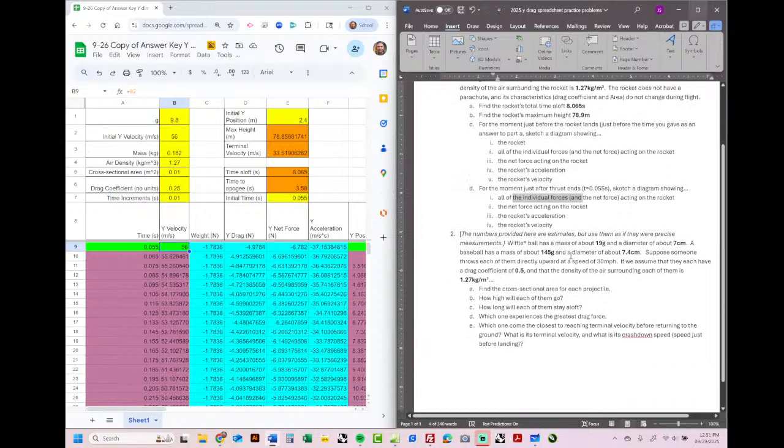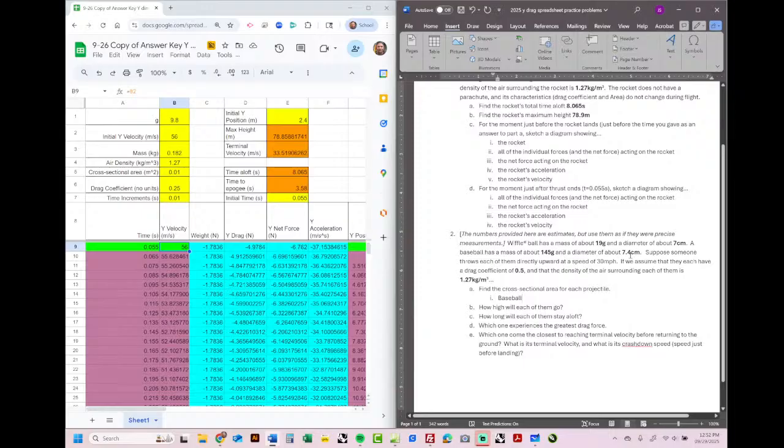Now number 2, this is about a wiffle ball and a baseball and somebody throwing them straight up. I'll do the wiffle ball first. So we're supposed to find the cross-sectional area for each projectile. How high are they going to go? How long are they going to stay aloft? And then it's going to have a comparison, which is kind of annoying now that I think of it. First, let me do baseball, and I'll find the cross-sectional area.